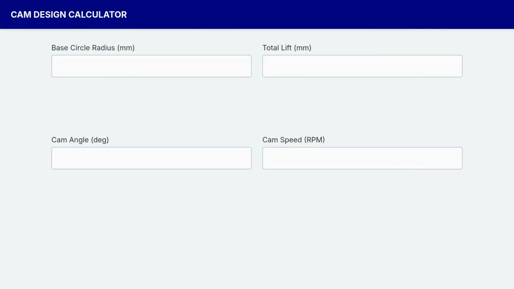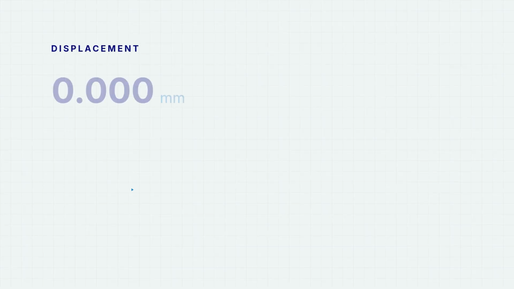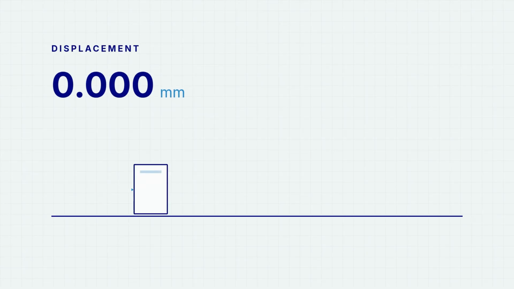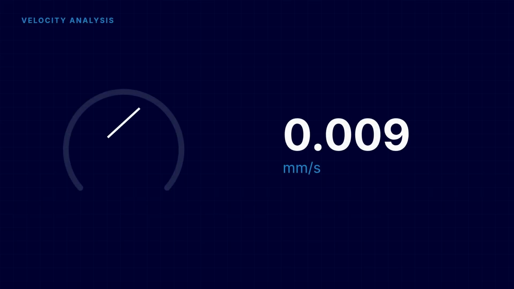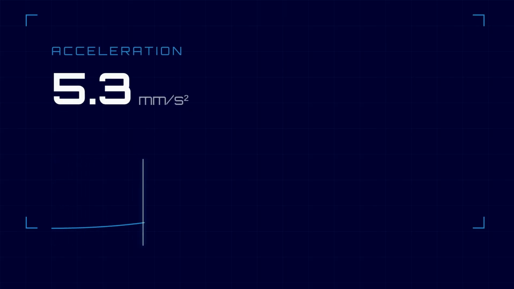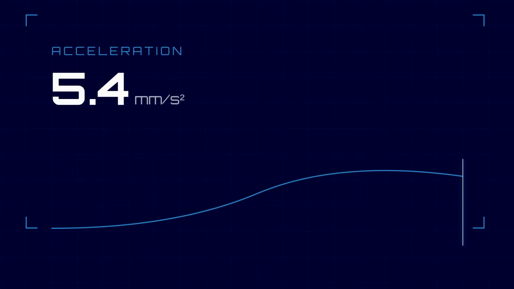Here's a worked example. With a base circle radius of 10 millimeters, total lift of 10 millimeters, cam angle of 10 degrees, and cam speed of 10 RPM, clicking Calculate Motion Profile yields these results. The displacement is 0.076 millimeters, showing the follower has moved this distance from its starting position. The velocity is 0.909 millimeters per second, the instantaneous speed at this angle. The acceleration is 5.4 millimeters per second squared, indicating the rate of velocity change.